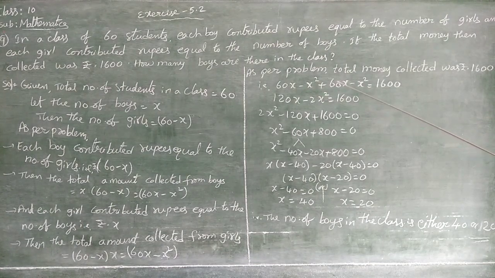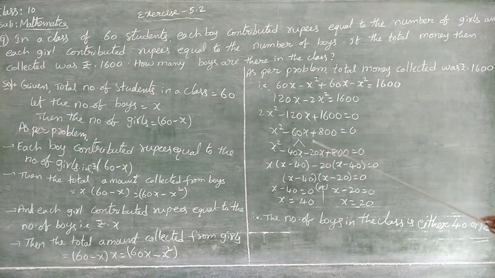That is 60x plus 60x, 120x, minus x square minus x square, 2x square. Take these two terms this side: 2x square minus 120x plus 1600 equal to 0. Take 2 as common and send to the other side: x square minus 60x plus 800 equal to 0.